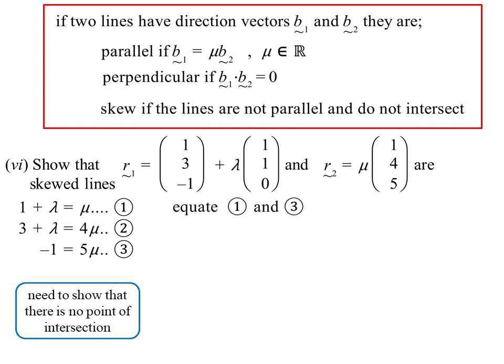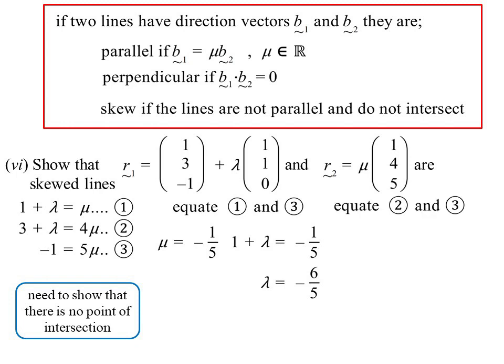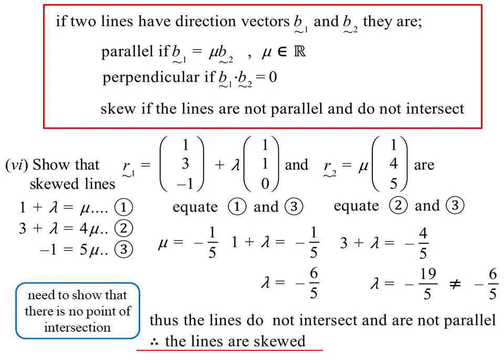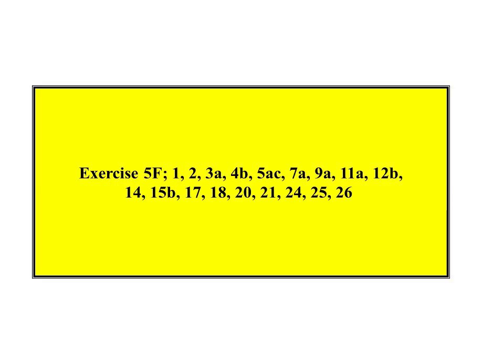If I equate 1 and 3 together, I end up with mu is minus 1/5, and so lambda is minus 6/5. If I equate 2 and 3 together, I get a different answer for lambda. It's not minus 6/5. So because I get a different value, then there is no point of intersection here. So no, they don't intersect. We know they're not parallel because we looked at the direction vectors. So these lines must be skewed. They are skewed.